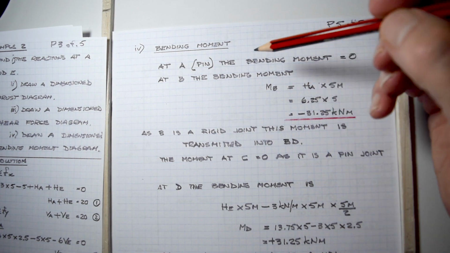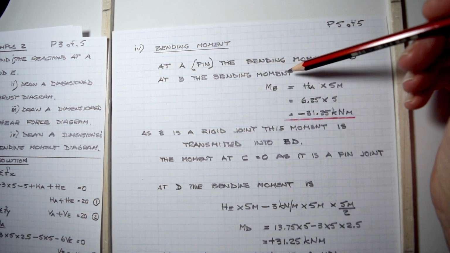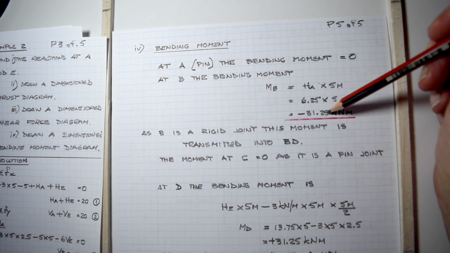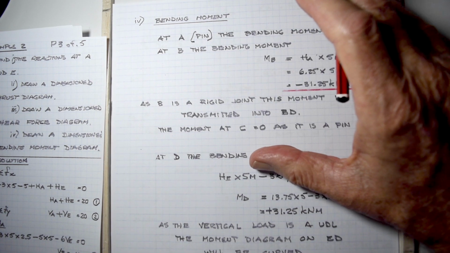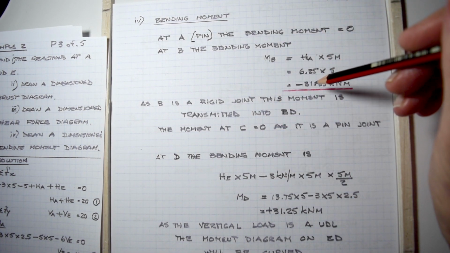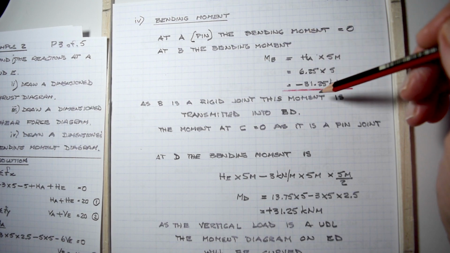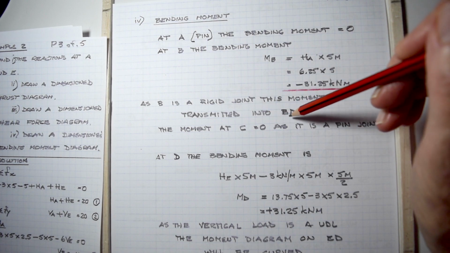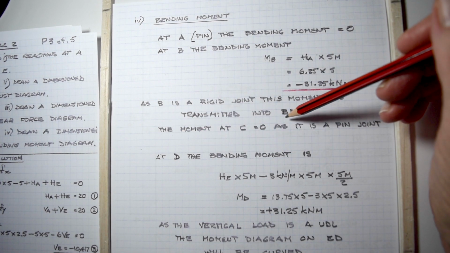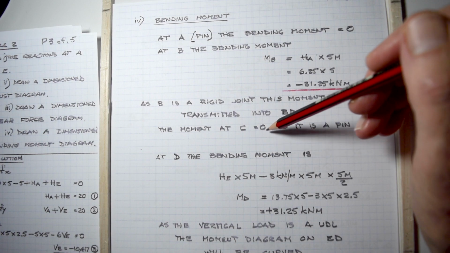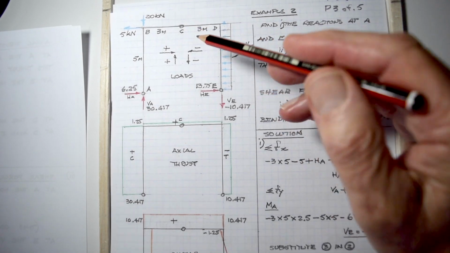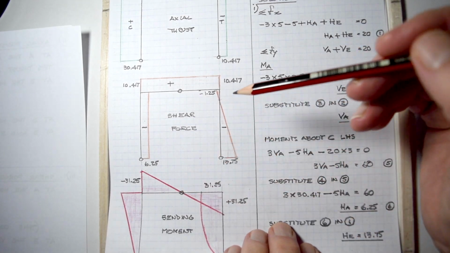So please always keep that in mind. So at A, the pin bending moment is 0. At B, the bending moment is merely the horizontal force times the distance, 31.25 kilonewton meters, which goes up into member BD as well. As B is a rigid joint, this moment is transmitted into BD, and that's what I've just been going on about. The moment at C equals 0, because you can't have a bending moment at a pin. So the bending moment at this point there is 0.